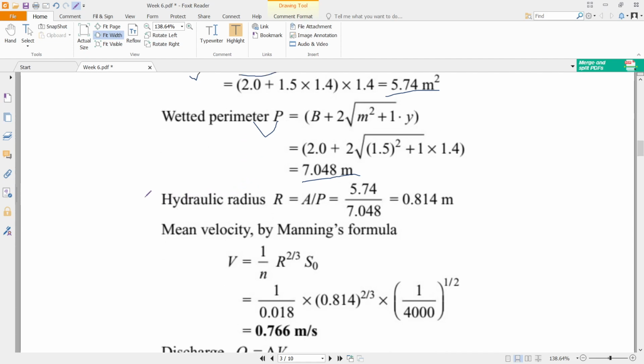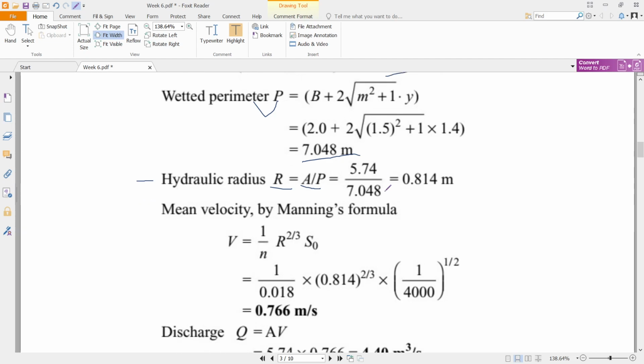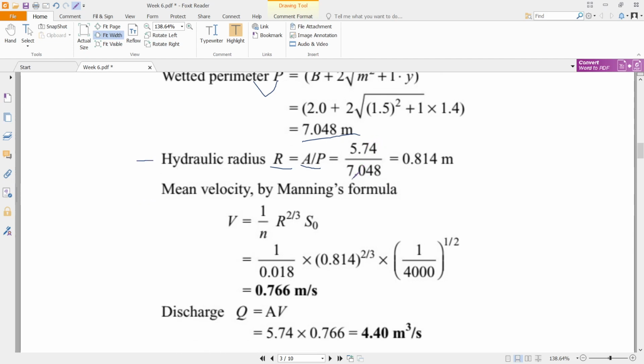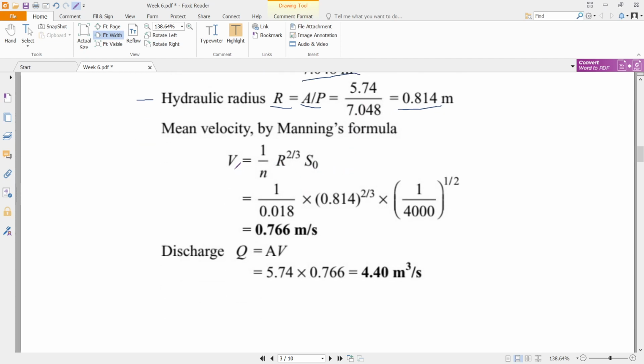So let us move to the next step. Next is the calculation of the hydraulic radius R, which is the ratio of the wetted area to the wetted perimeter. So 5.74 divided by 7.048 is 0.814 meter. Now if we use Manning's formula, V equal to 1 by n, R to the power 2 by 3, S to the power of 1 half will be there, S to the power of half.